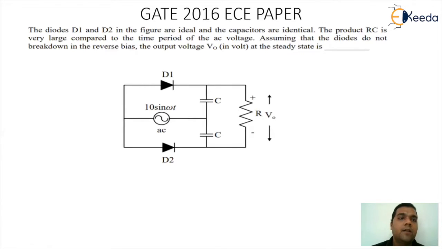So this question is from the GATE 2016 EC paper. Let's go for the question. The diodes D1 and D2 in the figure are ideal and the capacitors are identical. The product RC is very large compared to the time period of the AC voltage. Assuming that the diodes do not break down in reverse bias, the output voltage VO in volts at the steady state is?